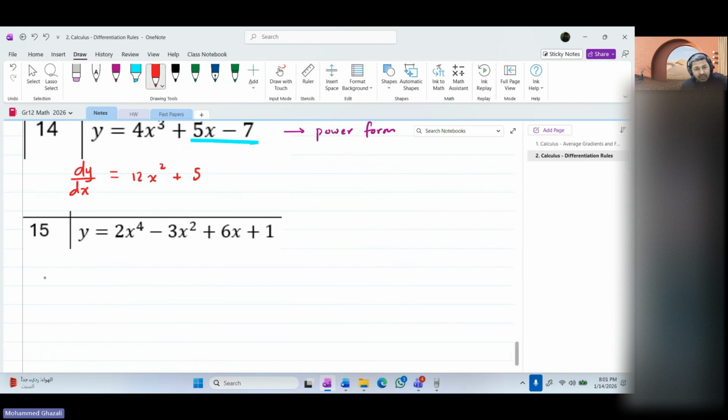So let's find dy dx here. Take the power, multiply by the constant. So 2 times 4 is 8x cubed, minus 3 times 2 is minus 6. Take away 1 from the power, so minus 6x. And see what you got here. That is linear. So what is the slope of the linear function? 6. This is written in the form mx plus c. So that's my answer, 6. That's it.